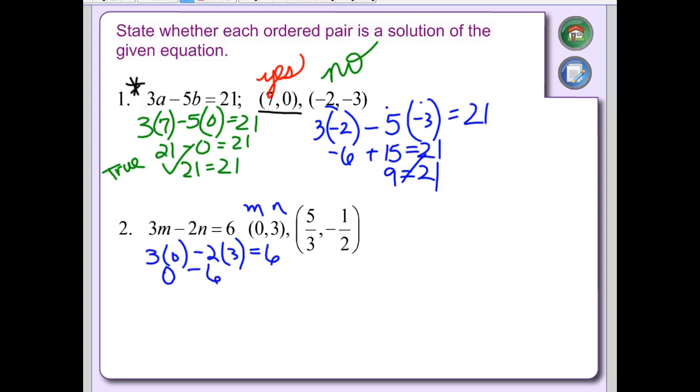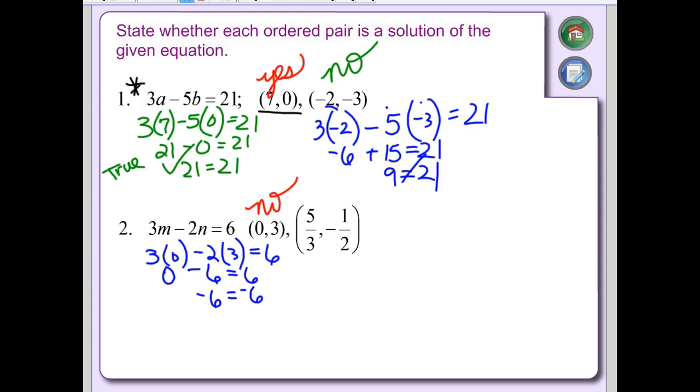Negative 6 equals 6. Does negative 6 equal 6? All right, so hopefully you plugged in your numbers. And what are we going to say for the ordered pair? We have to say, no, it is not a solution. Ooh, fractions, Mrs. Burton, for real? Yeah, let's plug in my fractions and see what happens.